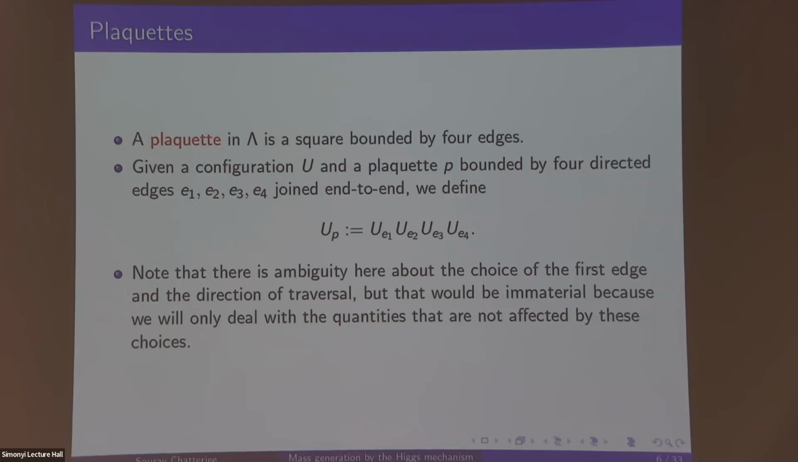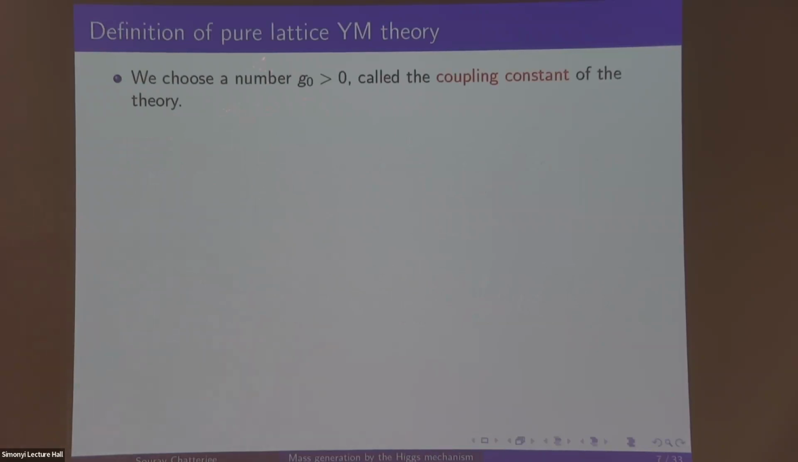Remember, U_E is only defined for positively oriented edges, but in these 4 edges, 2 will be negatively oriented, 2 will be positively oriented. So we take inverses of those. Okay, so how do you define the lattice gauge theory?